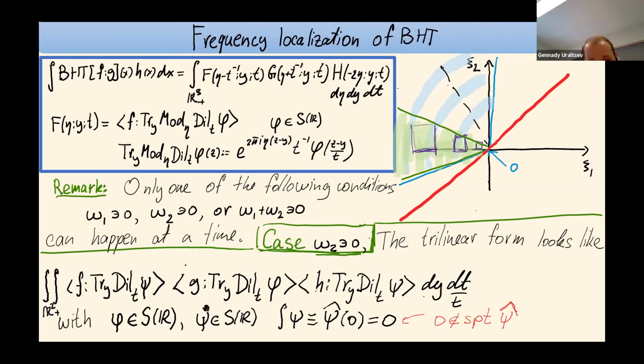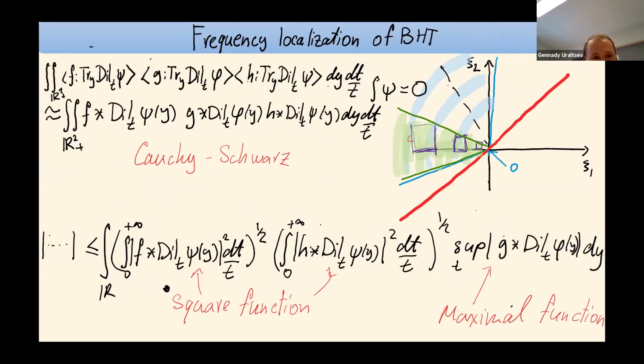So now, if you look at this expression, if you translate it back, here I'm just rewriting the translations into convolutions, what you notice is that what you obtain is a form that very much looks like the trilinear form that is dual to a Coifman-Meyer multiplier. So once you fix the top frequency, you just collapse down to Calderón-Zygmund theory.